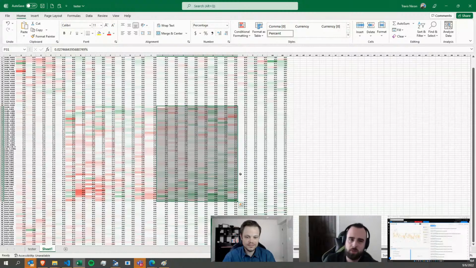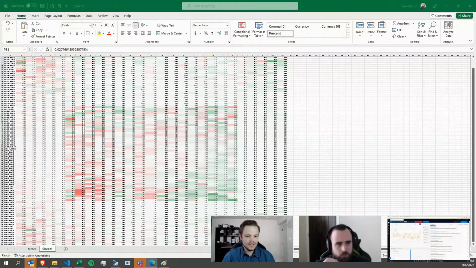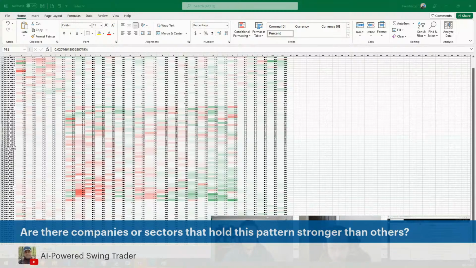So this is probably something, I just saw this analysis 15 minutes ago for the first time. So this is something we're going to have some things for you. We might actually just send out what's in the top bucket, what's in the bottom bucket. Are there companies or sectors that hold this pattern stronger than others?